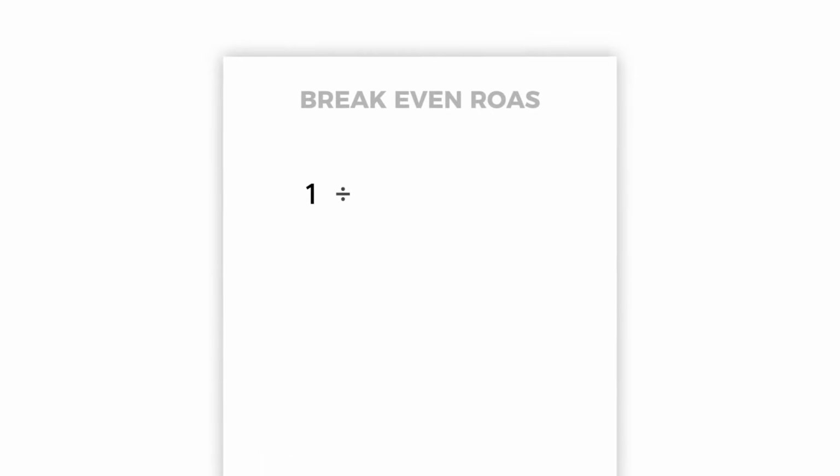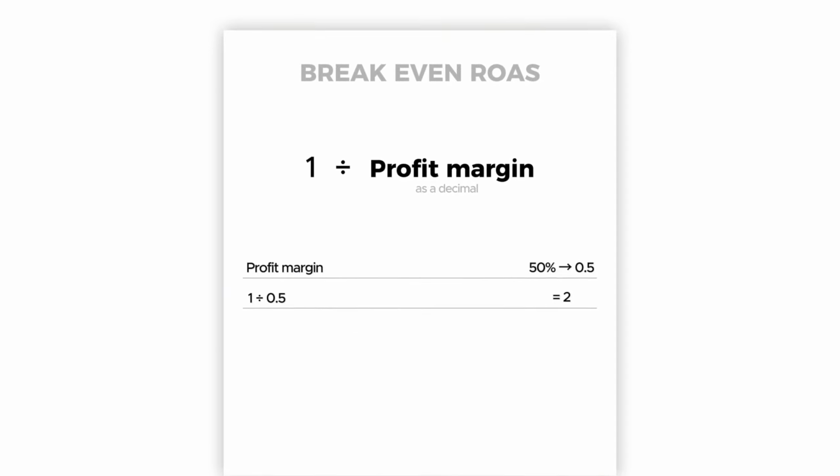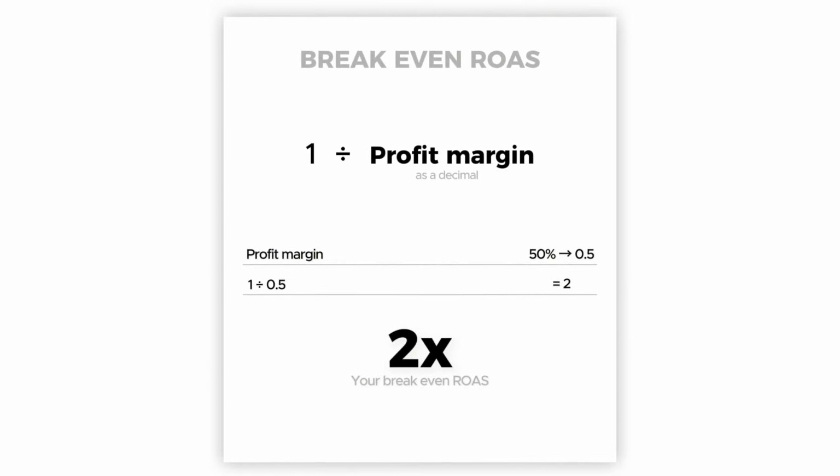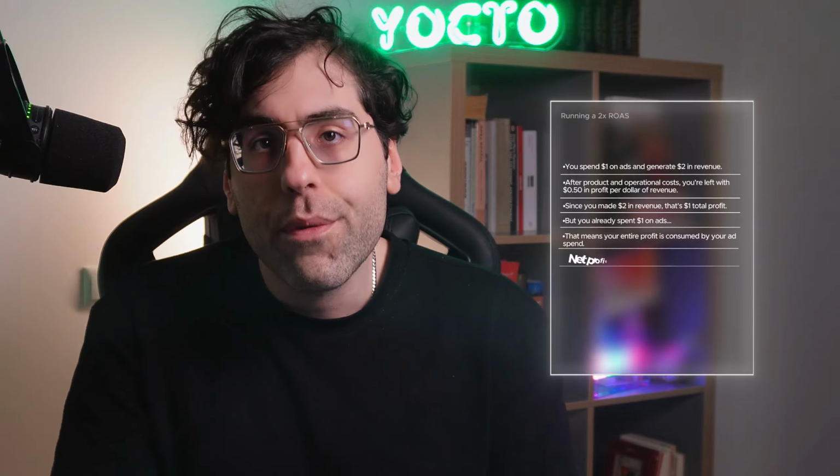Now, step four, calculate your break-even ROAS. Take 1, divide by your profit margin as a decimal. So let's say 1 divided by 0.5 equals 2. Your break-even ROAS is 2. That means if you are running a 2x ROAS, you're basically breaking even. You're spending $1, getting of course $2 in revenue, keeping 50 cents after costs, and then you spend 50 cents on ads. Net profit is 0.